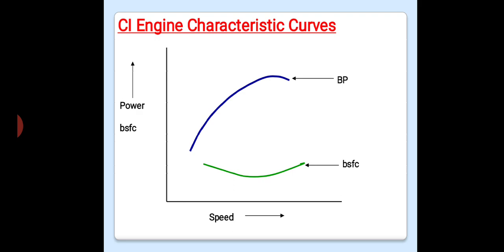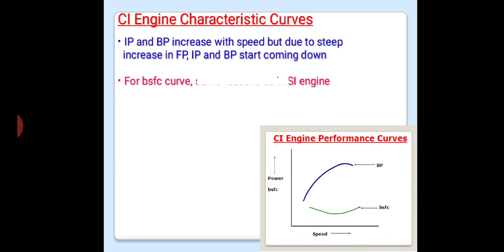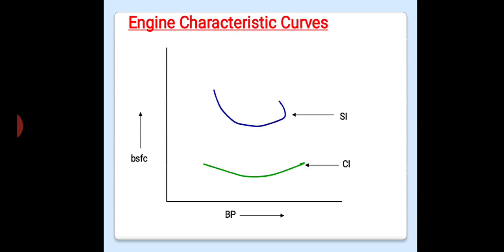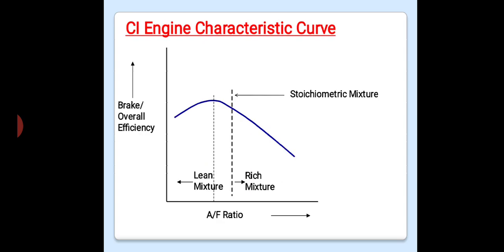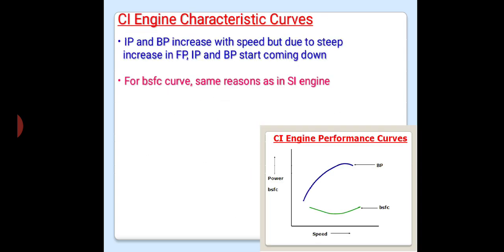This is the graph showing speed on the x-axis, power and BSFC on the y-axis. So here with the blue curve we have plotted the brake power and with green the BSFC. The performance curve for CI engine at various speed.